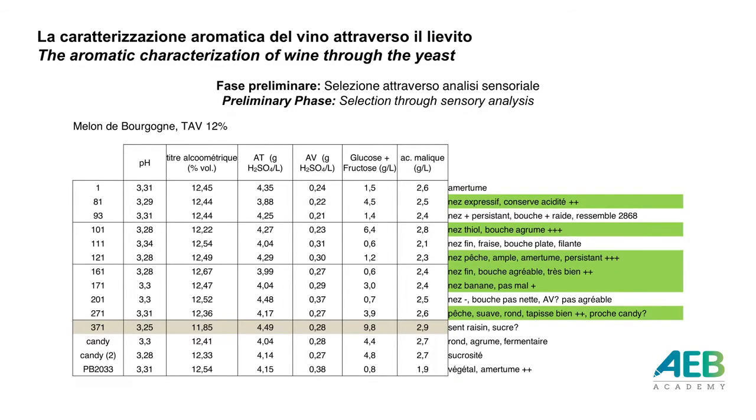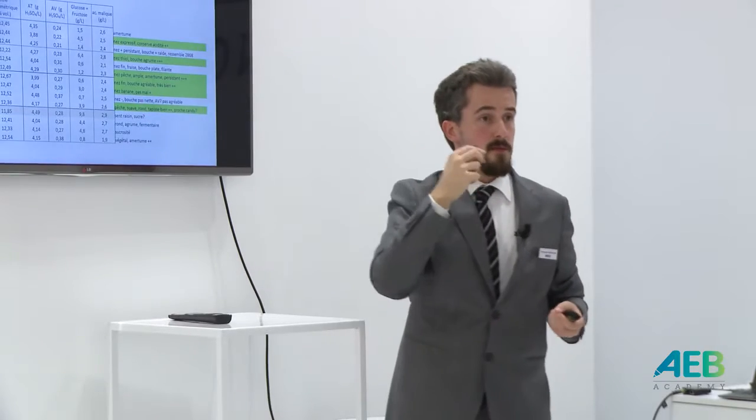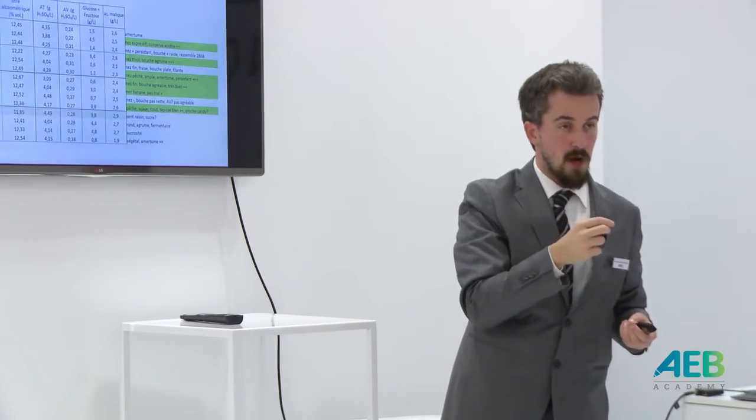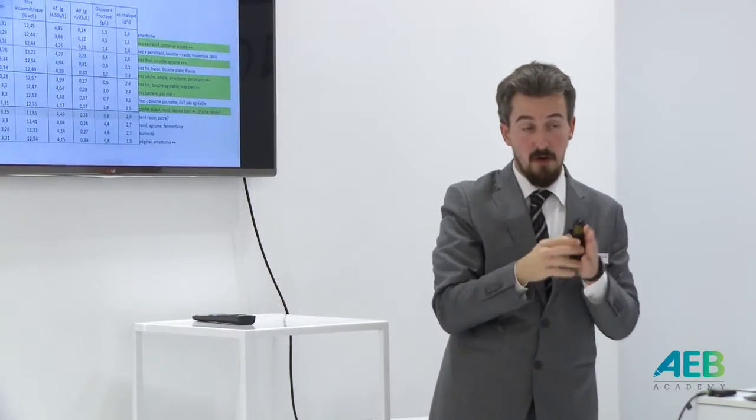This was an experimentation we did with an institution which is called IFV, Institut Français de la Vigne et du Vin. Here you can see all the descriptors. So for instance, these strains were selected because you can see peach, you can see fine nose, so like the way the fine smell, peach, banana, all descriptors which were good and were in the direction of thiols.